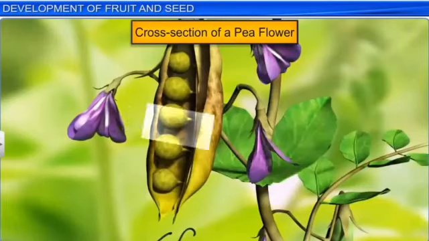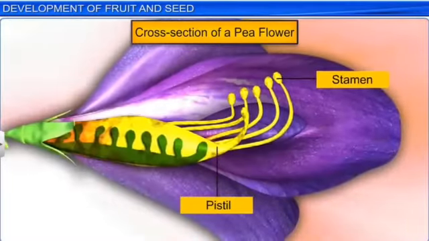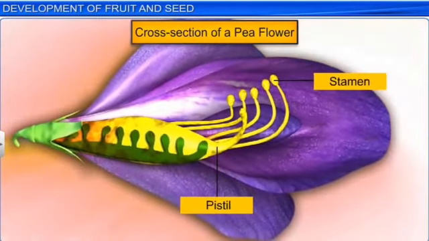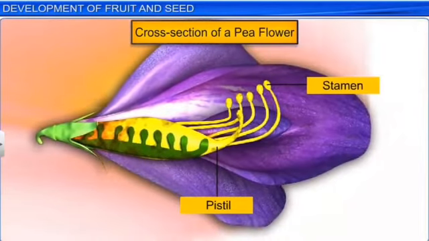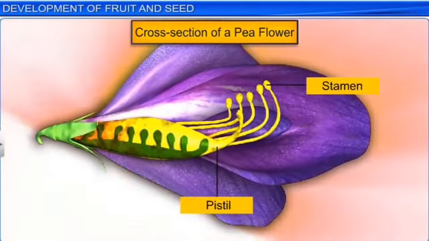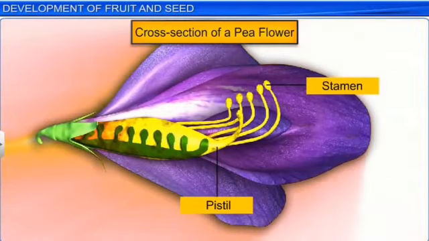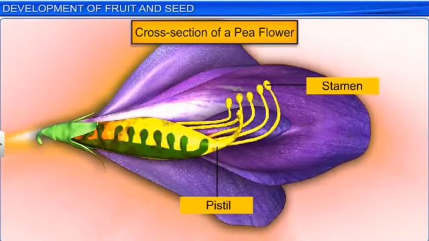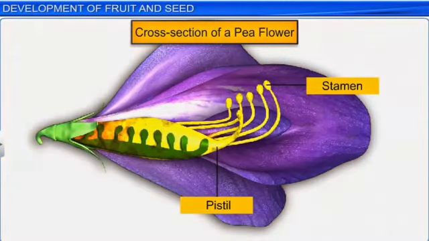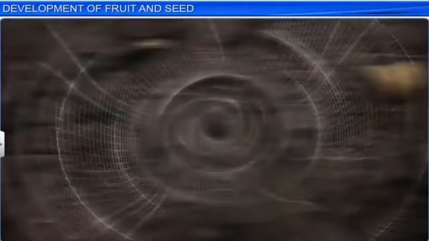If you observe the cross section of a pea plant, here we can see the location of the pistil and the stamen, how the pistil and the stamen are ultimately located, and how the transfer of the pollen grains mainly takes place. The bursting of the anther releases the pollen grains also.